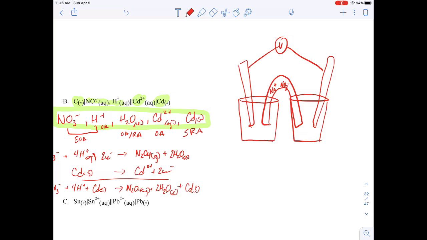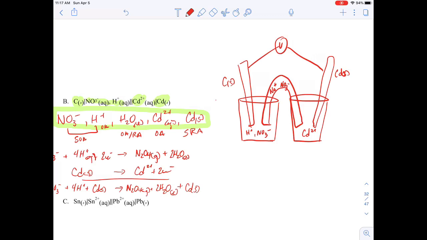So I'm going to have my carbon solid, and then I'm going to have my hydrogen ions and nitrate ions. Here I'm going to have my cadmium ions, and I'm going to have cadmium solid. This is going to end up being something like cadmium nitrate or cadmium sulfate. They don't ask that in this question, but it's got to be an ionic compound that makes sense to be highly soluble and then unreactive ions. So here's my cell.